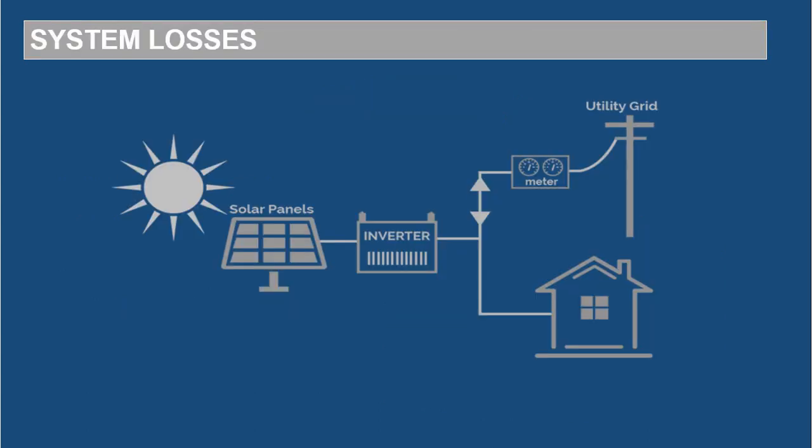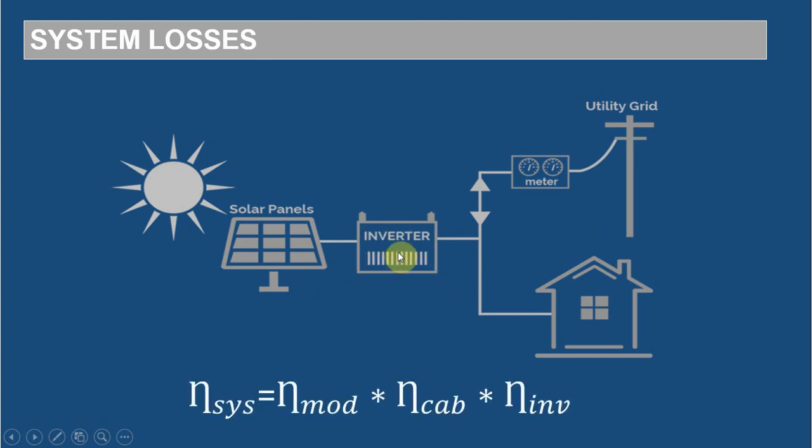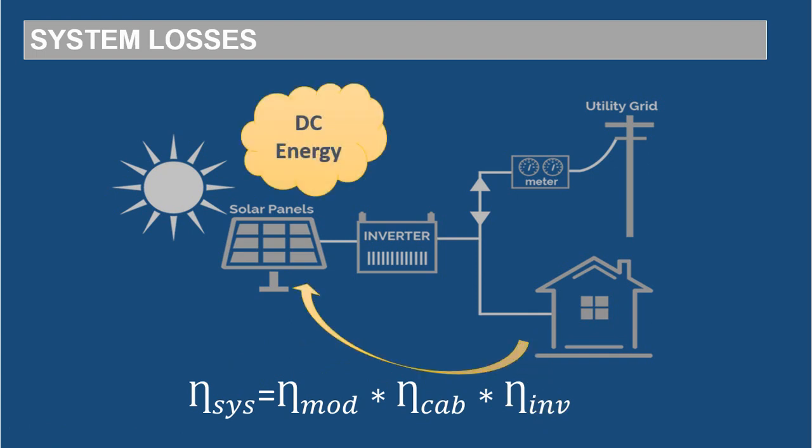The second step, as I said, is to get the system losses. We know that for each part of the system there is a specific efficiency. There is efficiency for solar panel, there is efficiency for cabling, and there is efficiency for the inverter or the conversion. So to get the overall system efficiency, we need to multiply the efficiency for modules, efficiency for cables, and efficiency of the inverter. All of this is actually to go back from the AC load demand to the required DC energy.